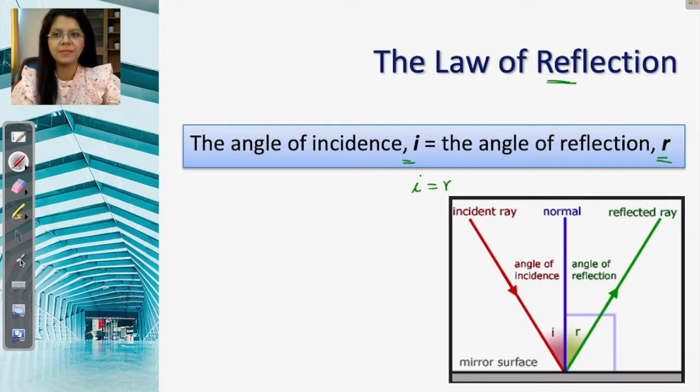If you look here in the picture as well, the angle of incidence should always be equal to the angle of reflection. And please do remember, both the angles are measured with the normal. All right, so let us proceed.